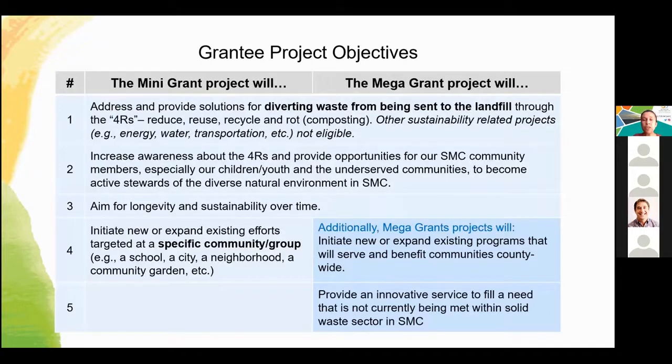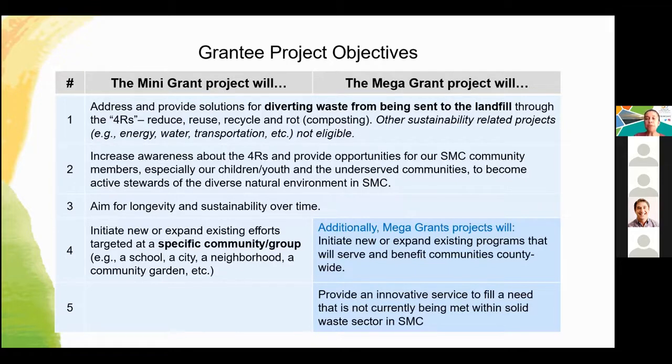So whether the application is for a mini or mega grant, projects must have at least one of the 4Rs as the central focus to be considered eligible for a 4Rs grant. Projects can touch upon other sustainability areas such as energy and water conservation, climate change, or green transportation. But if they do not have at least one of the 4Rs as a central focus, they cannot be considered for a 4Rs grant, unfortunately.